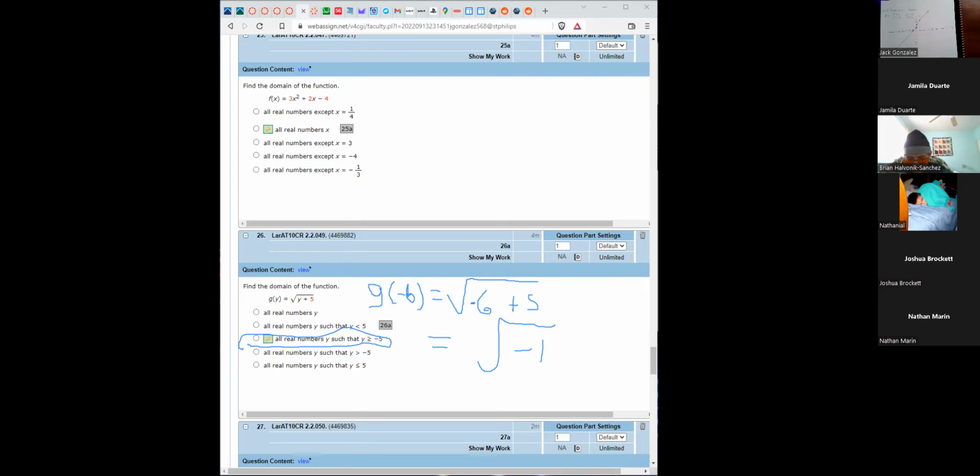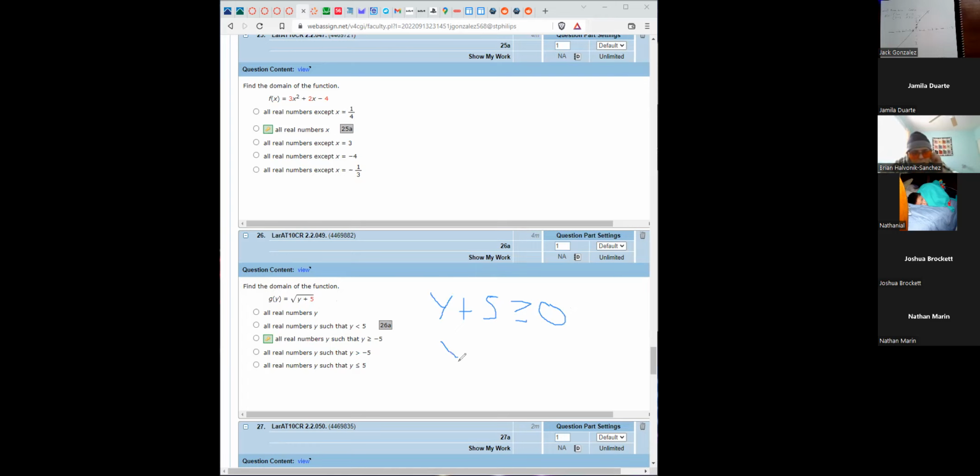Another way to think about it, does that make sense though before I change that idea? Yeah, makes sense. So another way you can think about this is say, you know what, I need the inside to be positive. It needs to be greater than or equal to 0 because that is a restriction of a square root. Do you agree? This needs to be true inside.